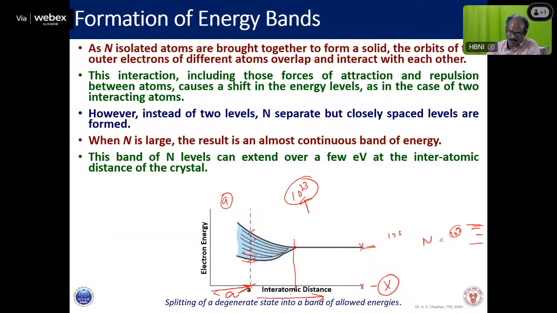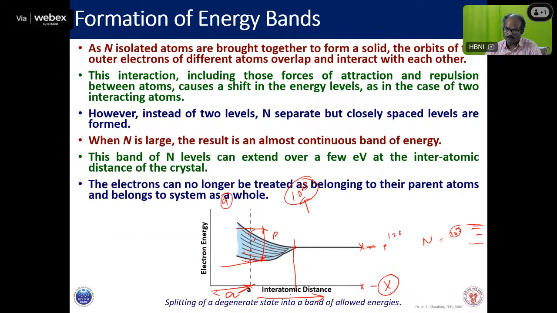So this band of n levels can extend over a few electron volts, like from here to here. Here it was precisely, you can say, exactly 1. There was no broadening here. So this band of n levels can have a few electron volts of energy broadness.